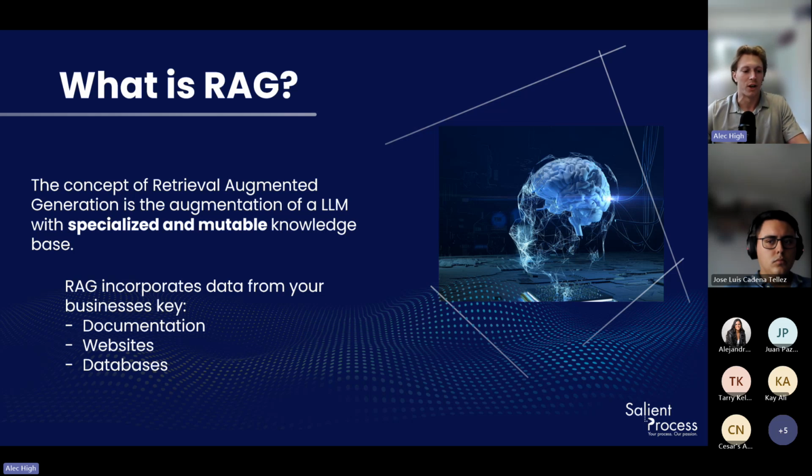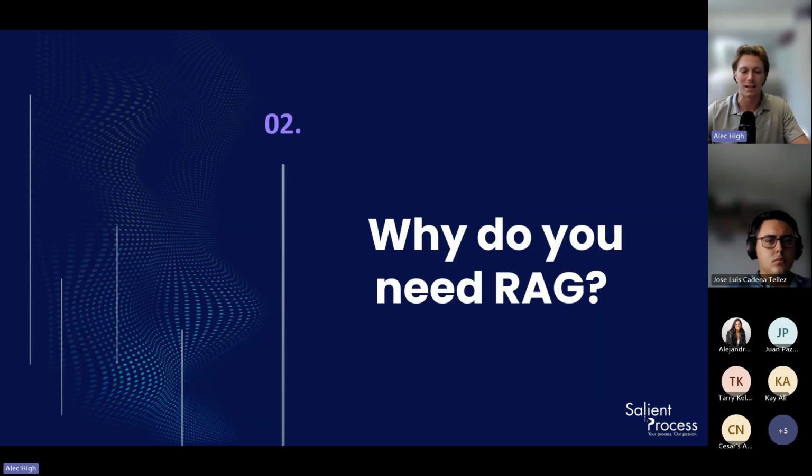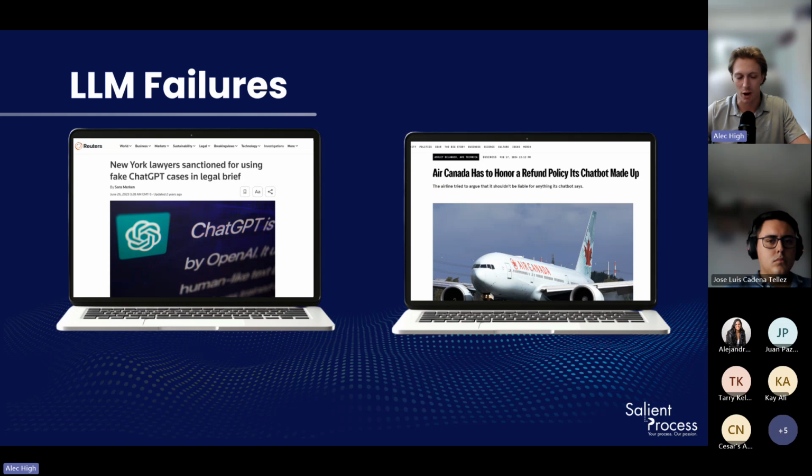Now, you might say, LLMs are already trained on massive amounts of data. Why do I need to provide it with more data? And ChatGPT is already doing a great job of helping me write emails and doing basic research. So let's take a look at a couple examples of what can happen if you use an ungrounded LLM in the business context.